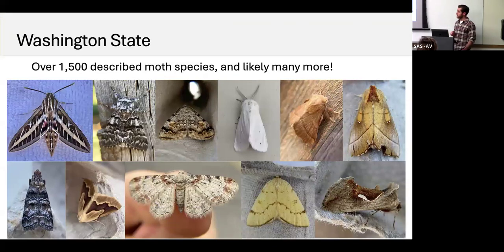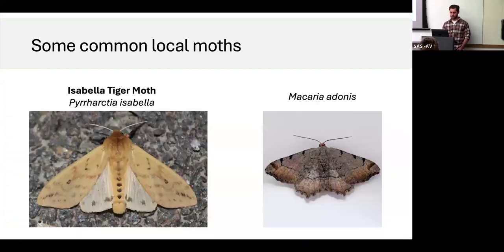And here in Washington State, we have a pretty incredible diversity of moths as well. There are over 1,500 described moth species, and there's actually likely many, many more than this. There are a lot of very tiny little moths that remain undescribed because it's very difficult to identify them.